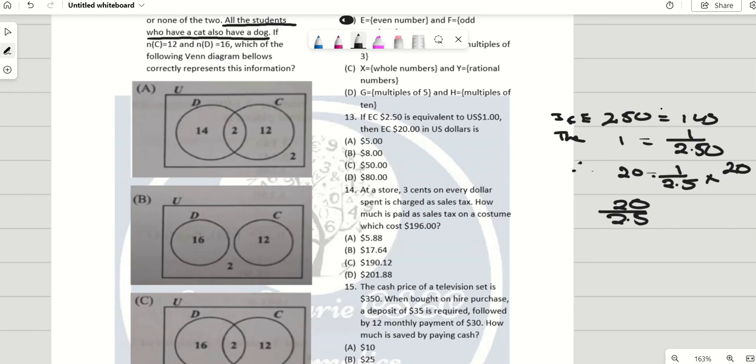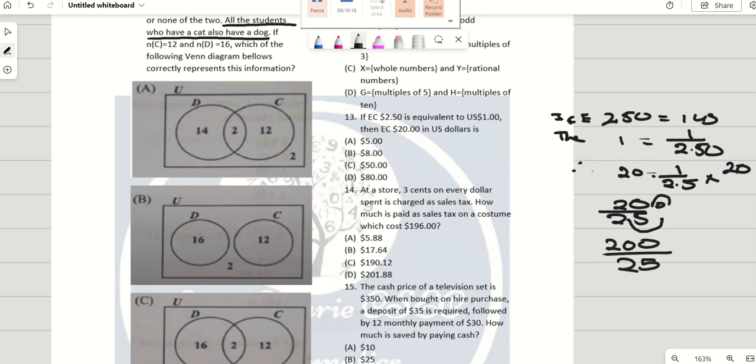When we are dividing by a decimal, we want to make it a whole number. Right. So we have 20 divided by 2.5. You're going to carry this decimal point one place to the right to make it a whole number. But if you do that at the bottom, you have to do that on top as well. So now it would be 200 divided by 25. Right? 25 could go into 200 how many times? 8 times, right? So we know it would be B, which is $8.